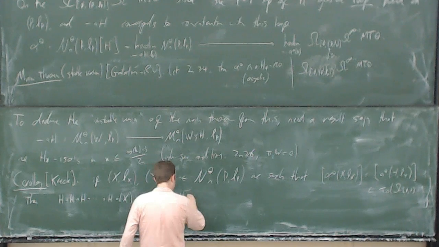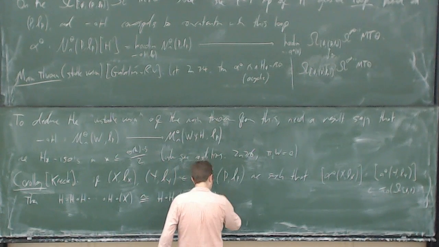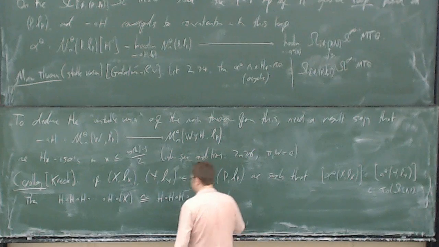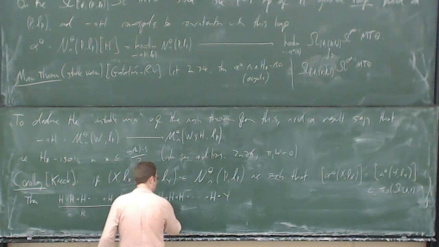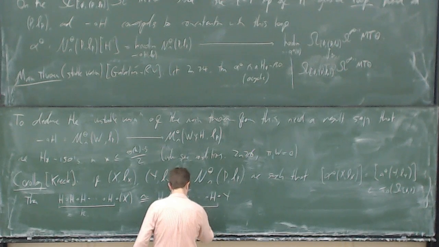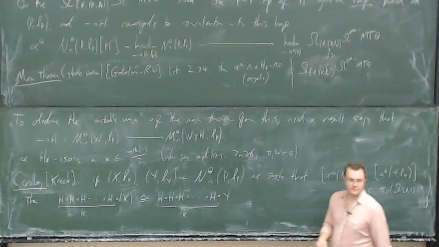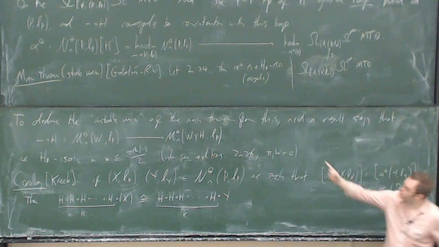Then they're diffeomorphic after gluing on some number of copies of H, say K. How do we deduce this from the theorem?